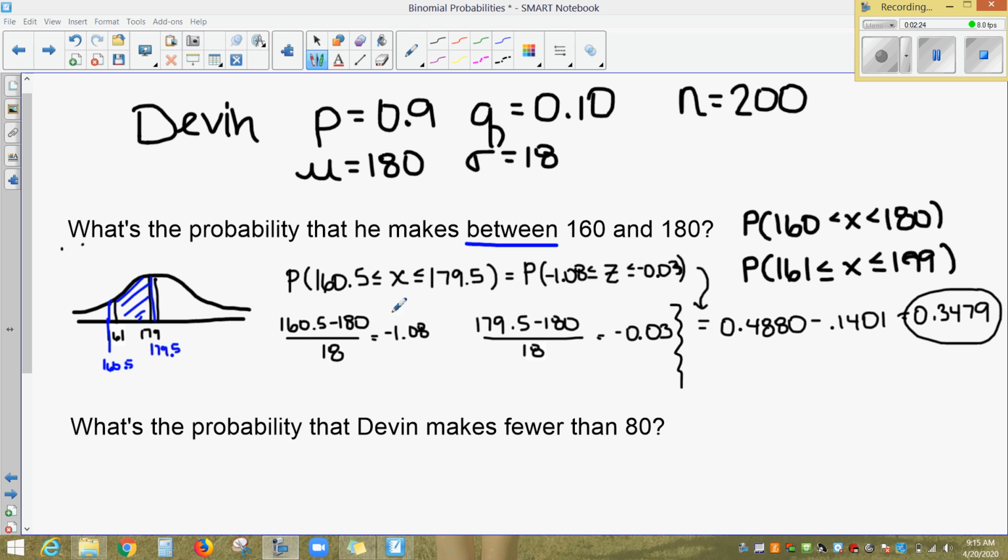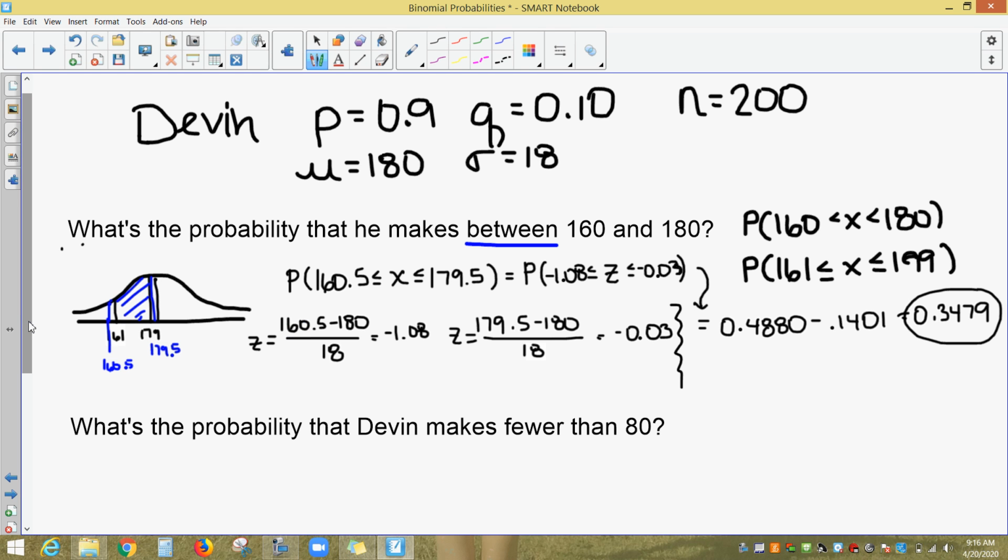Alright, so 160.5 turns into negative 1.08 for my z-score. 179.5 turns into negative 0.03. To find the area between, we take the right area minus the left area. And so he's got about a 35% chance of shooting somewhere between 160 and 180, meaning 161 to 179.